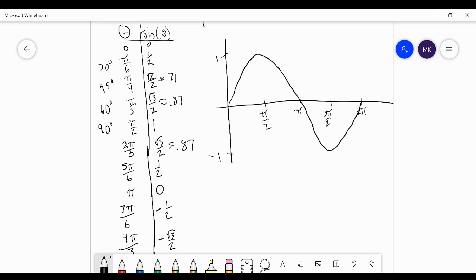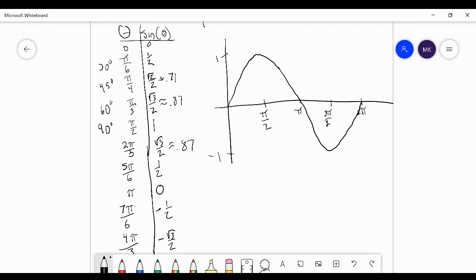Then you don't want to hit graph from there, because depending on what your window looks like, it's going to do all sorts of things. So we want to go to window. For x min, we want negative 2 pi. For x max, we do 2 pi. X scale, which is how often we have tick marks, let's do at pi over 2.